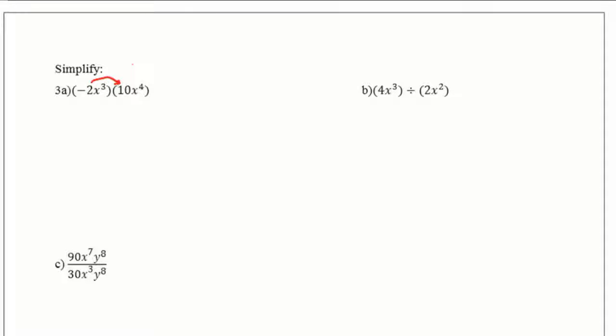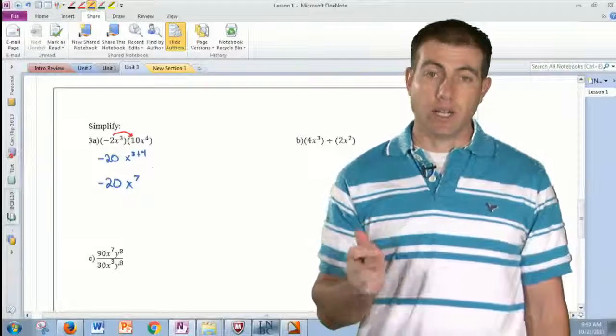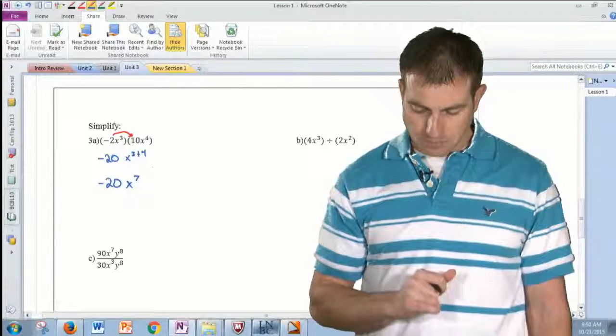I'm going to multiply the -2 times the 10, and that's going to give me -20. Then I'm going to multiply the x to the power of 3 by the x to the 4, adding my exponents together. So I end up with -20x to the power of 7. So I multiply my coefficients. When I am multiplying variables, I add the exponents as long as they're the same base.